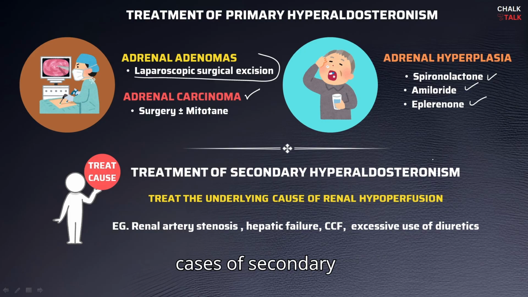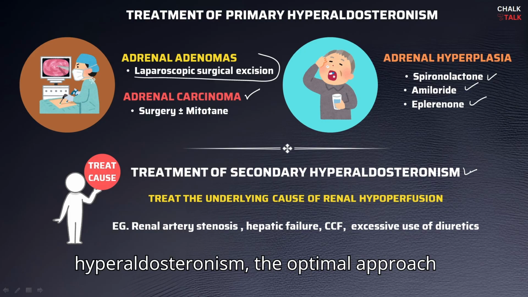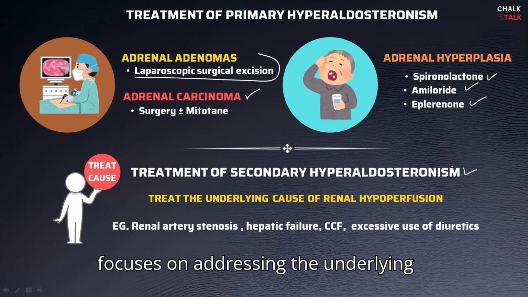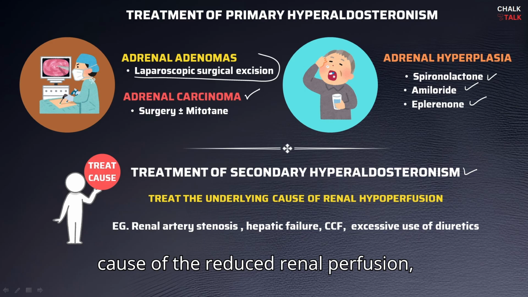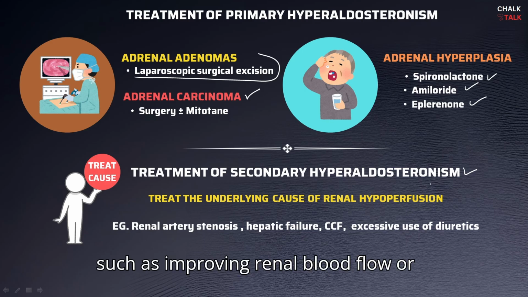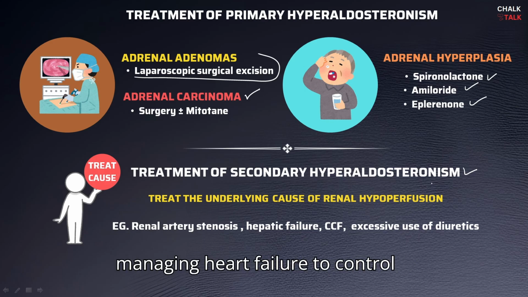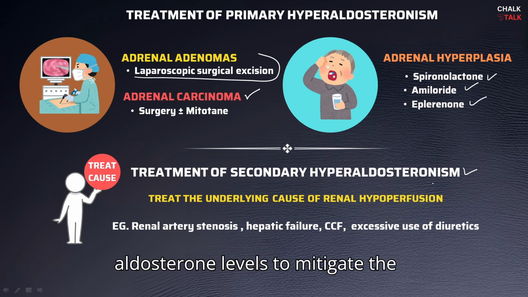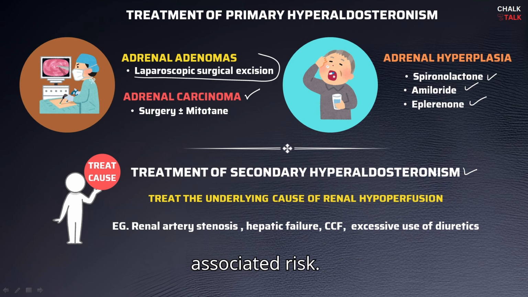In cases of secondary hyperaldosteronism, the optimal approach focuses on addressing the underlying cause of the reduced renal perfusion, such as improving renal blood flow or managing heart failure to control aldosterone levels to mitigate the associated risk.